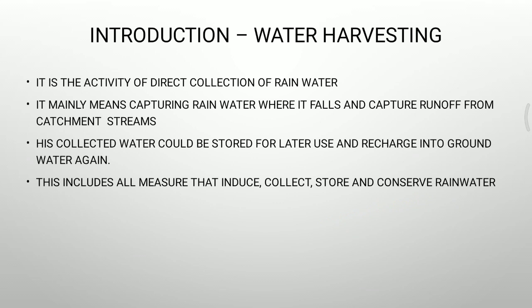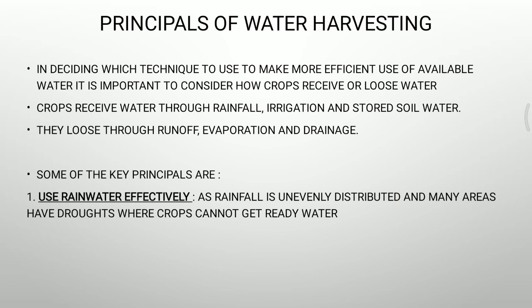This collected water could be stored for later use and recharged into groundwater again. So this is collected and it can be reused, and the aquifers whichever are there can be recharged. This includes all means that induce, collect, store and conserve rainwater. So what are the various principles behind this? What are the various techniques? What are the things that we have to remember before harvesting the rainwater?